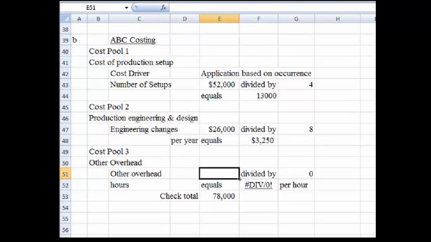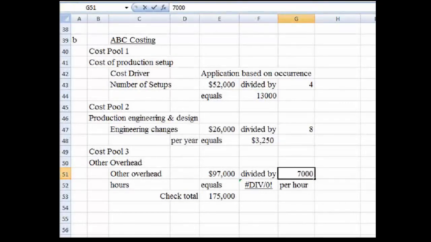For this final pool, $97,000 is left of the original $175,000. And once the $97,000 is entered to the right of the words Other Overhead, the check total formula that is down 2 cells should equal the $175,000 shown in the book. This check formula sums the three pools above it. Since traditional overhead is allocated using direct labor hours, any other overheads, after splitting out specific cost pools, would also be divided by direct labor hours.